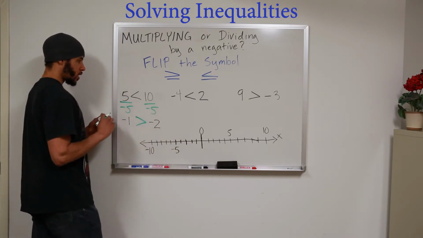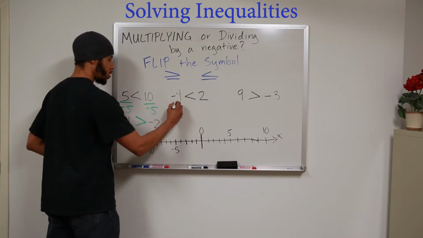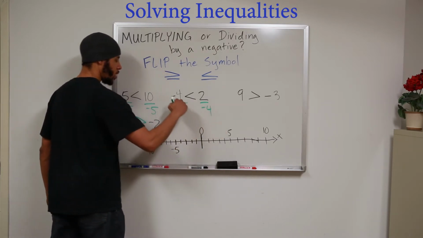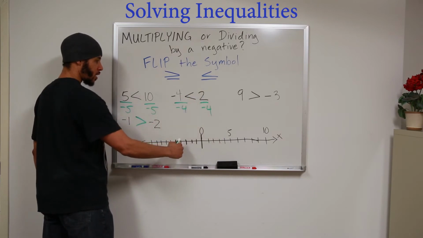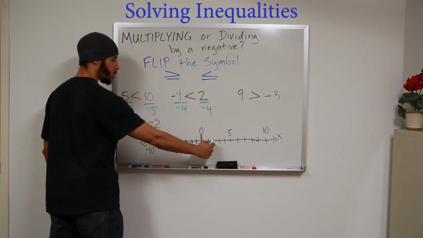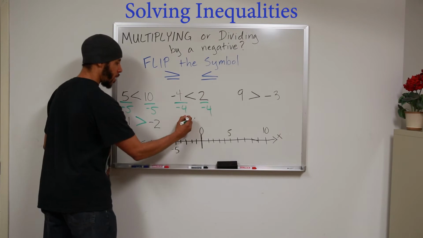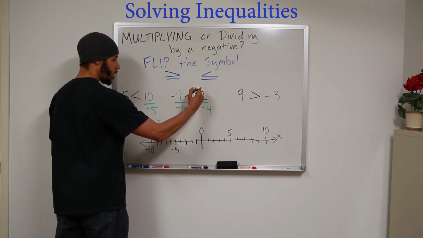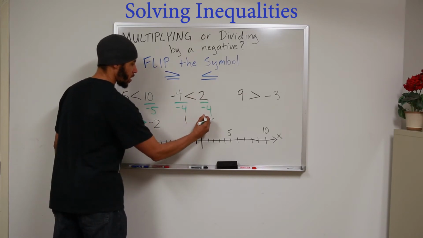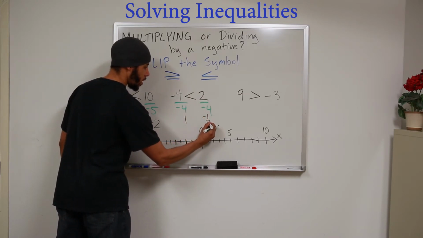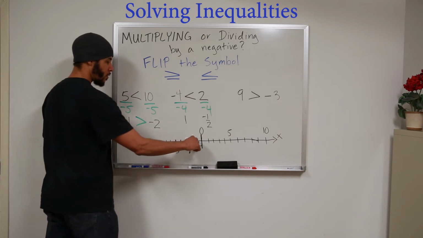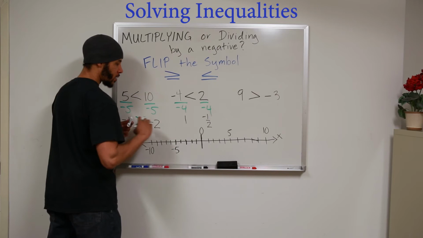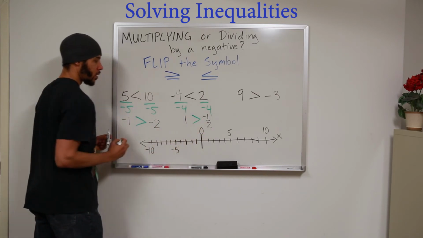Similarly here, let's divide both sides by -4. Divide by -4, divide by -4. This statement is true right here. We have -4 is less than +2. Now, however, we're going to have a +1. That's what -4 divided by -4 is. And we're going to have -2 over -4, which is going to give us -1/2. -1/2 is going to be right here, just behind 0. +1 is over here. So +1 is greater than -1/2.